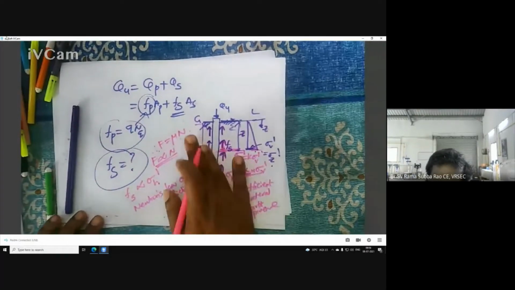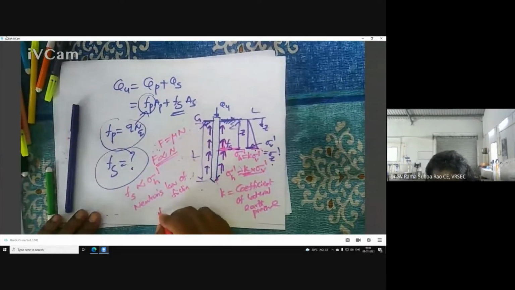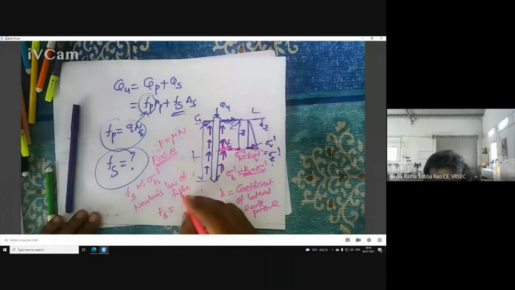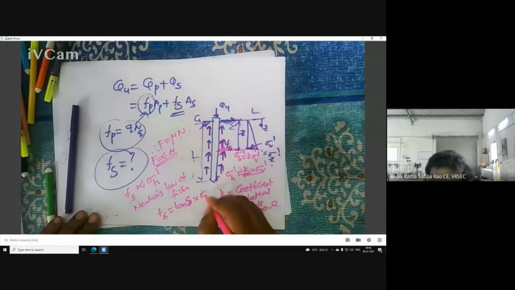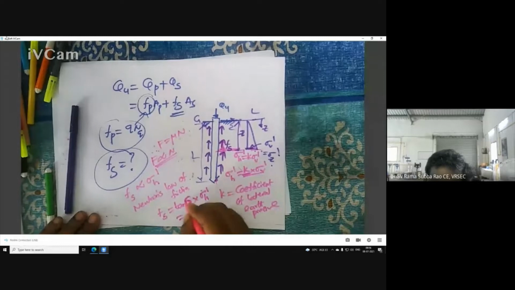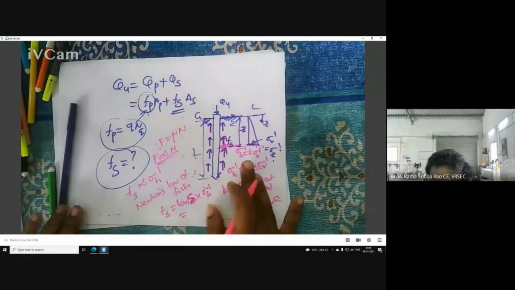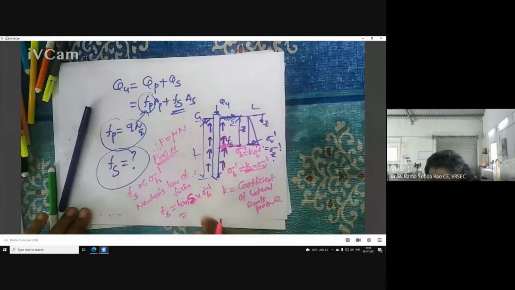So without any dilemma, now are you there now? Fs is equal to mu, mu means tan delta, into sigma H dash. Now what is tan delta? Can you guess what is delta here?